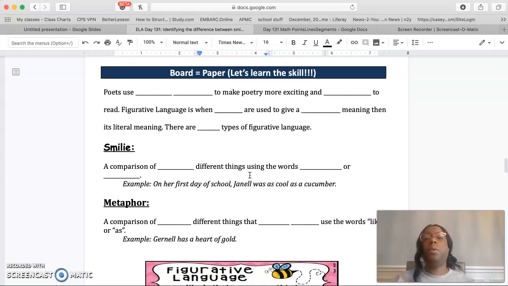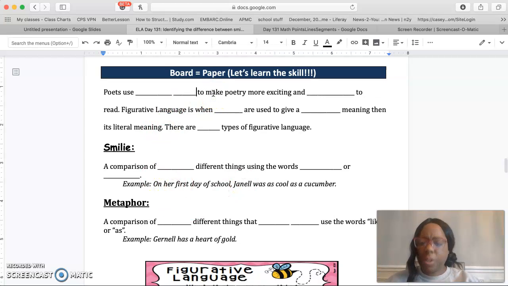Now, we know when we do board equals paper, we're learning a new skill or we're reviewing an old skill. But today, we're going to show some love because we're looking at a new skill and we're going to learn something new today. All right, we know that poets write poetry, but today we're going to be talking about poets using figurative language.